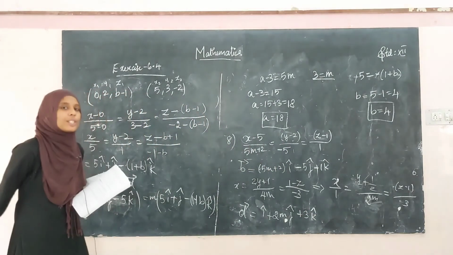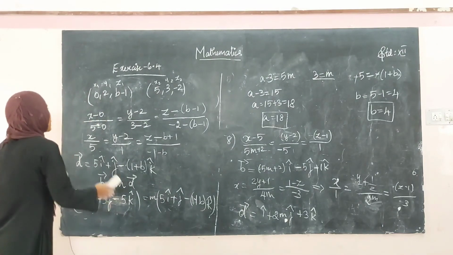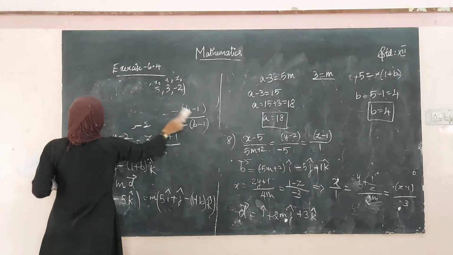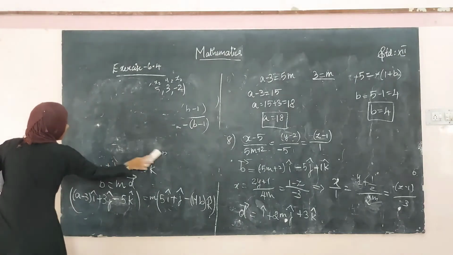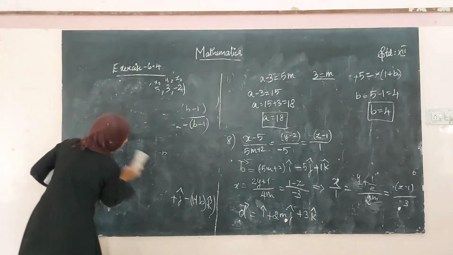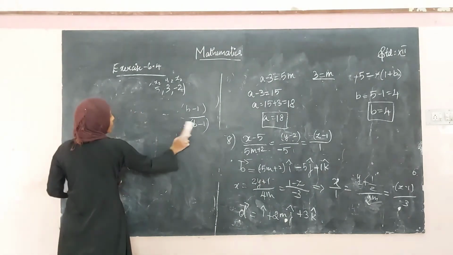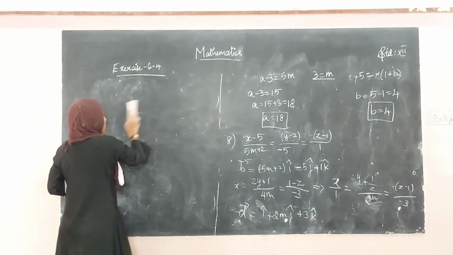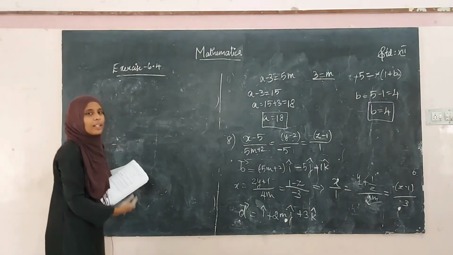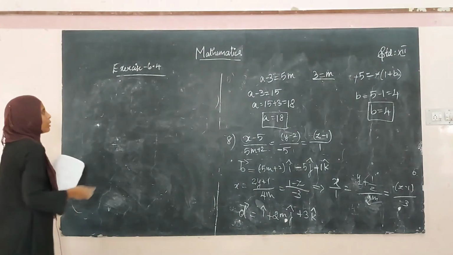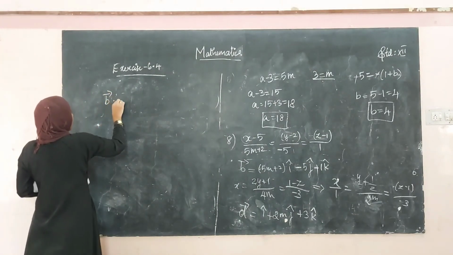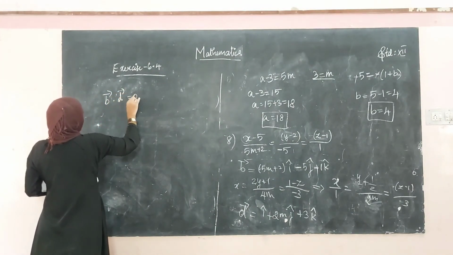The given condition is the two lines are perpendicular. So what is the condition when the two lines are perpendicular? When the two lines are perpendicular, the condition will be b vector dot d vector equal to 0. When you do the dot product of the perpendicular lines' vectors, it will be equal to 0. That is b vector dot d vector equal to 0.